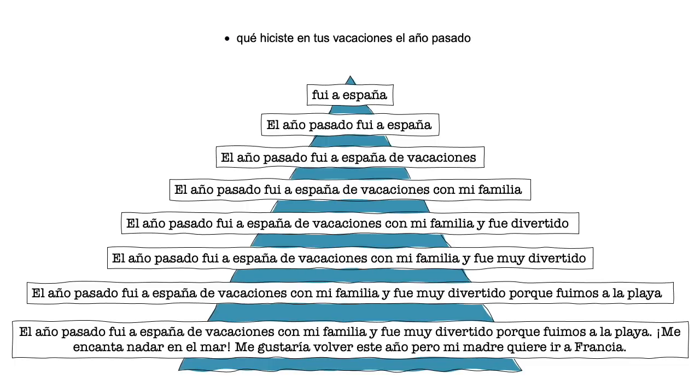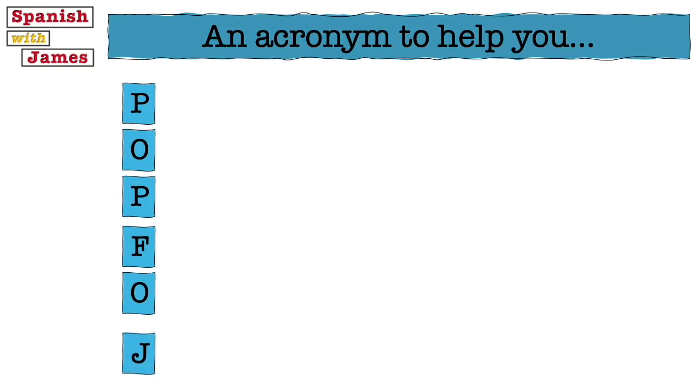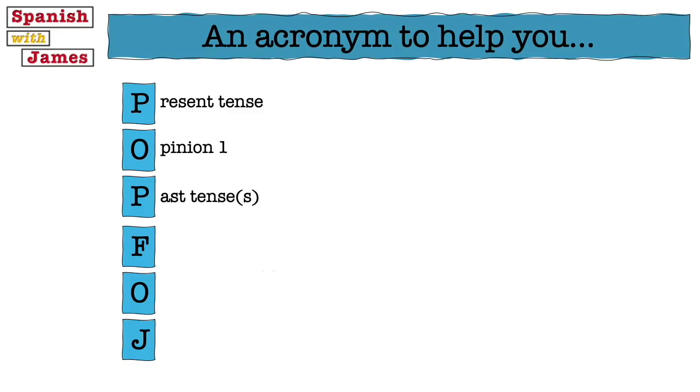Now, to help you remember all the different things you need to do on the success criteria, I've come up with a bit of an acronym. And that acronym is POP-FUDGE. It's maybe not the best or the most memorable, but hopefully it will help you to remember the following things. So it stands for present, opinion, past, future, opinion, justifications.